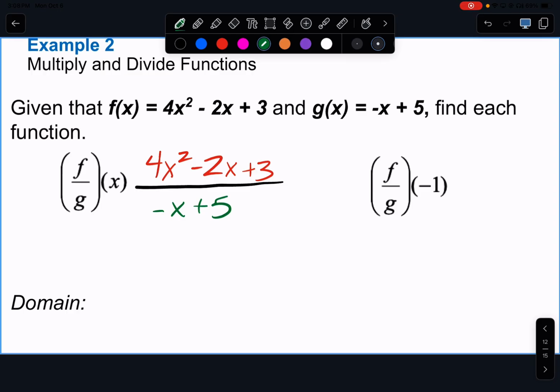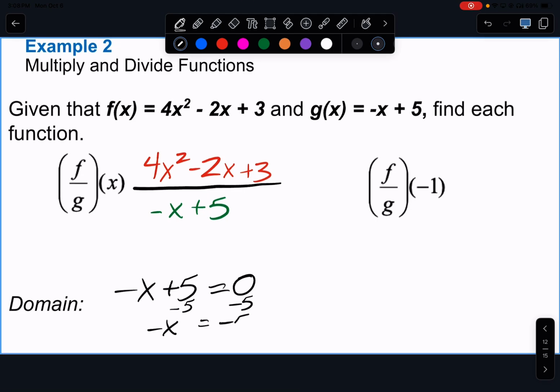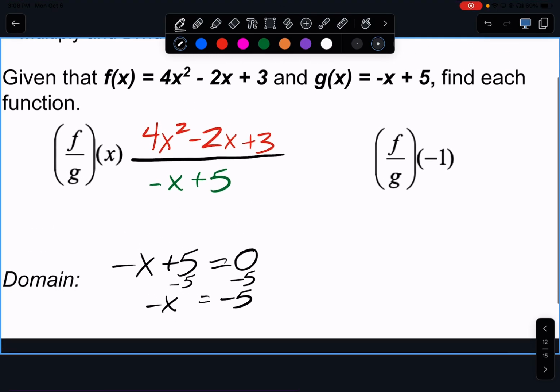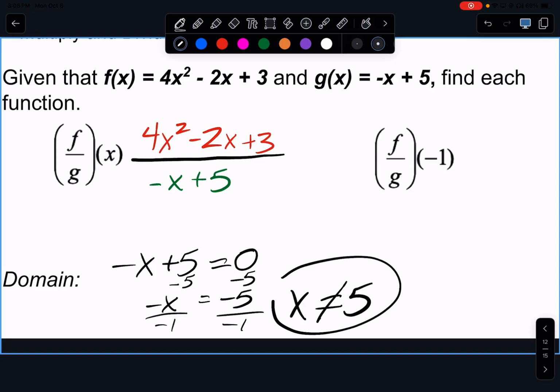So what I'm going to do is take that negative x plus 5. And what do I set it equal to? A denominator cannot be what? 0. So now I subtract 5. Subtract 5. Negative x equals negative 5. But I don't want a negative x, I want a positive x, right? So I divide by negative 1. So x equals, or x cannot equal in this case, 5. So x can be 35, it could be 55, it could be negative 5, it could be negative 25, but it cannot be 5.